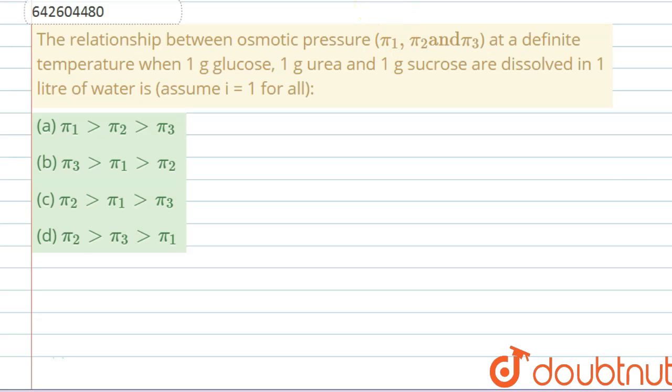Hello everyone, let's start this question. Now in this question we are given the relationship between the osmotic pressure, given as pi 1, pi 2 and pi 3, at a definite temperature when 1 gram glucose, 1 gram urea and 1 gram sucrose are dissolved in 1 liter of solution. Now we have to give the relationship and define the order for pi 1, pi 2 and pi 3. We are given the Van't-Hoff factor i equals 1 for all.